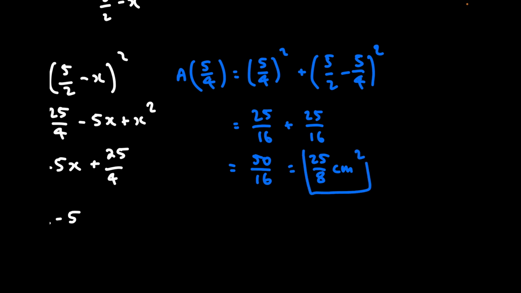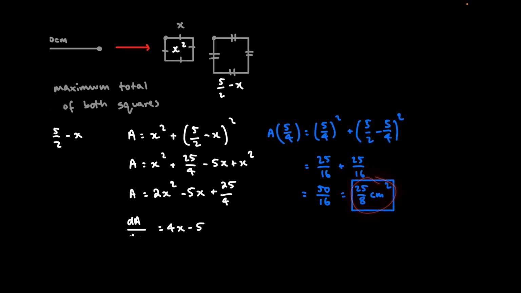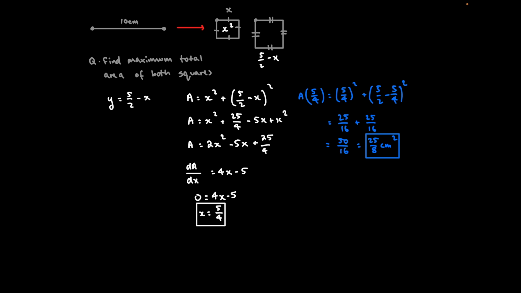So this is the maximum possible area that you can get. And it makes sense that to find the maximum possible area, both the squares would have to be the same dimensions, because it makes intuitive sense. But this is how you do optimizations for questions like this.